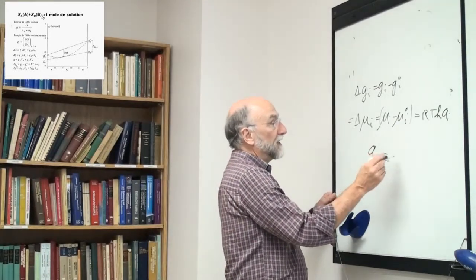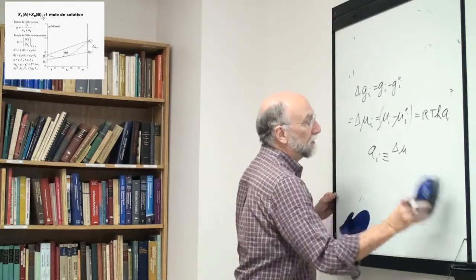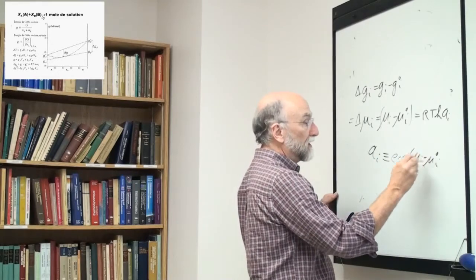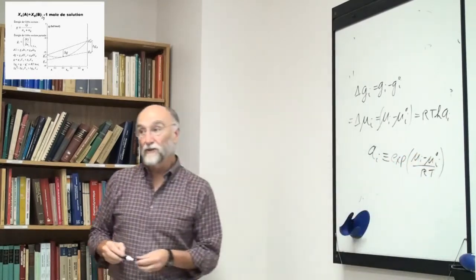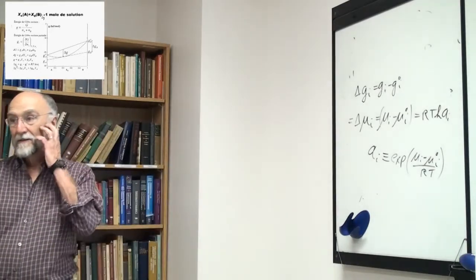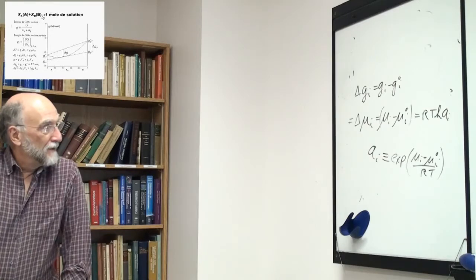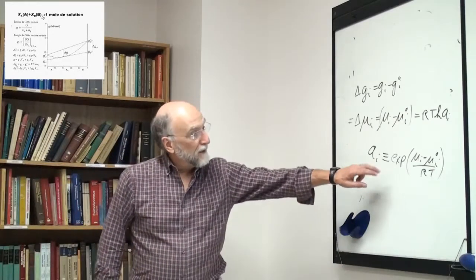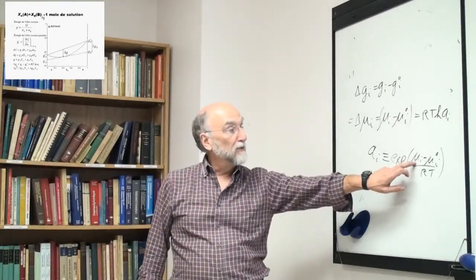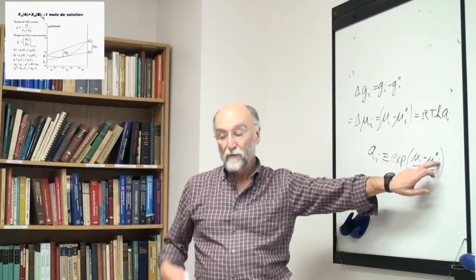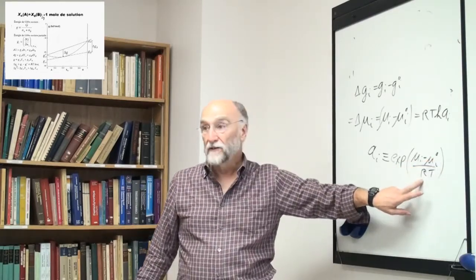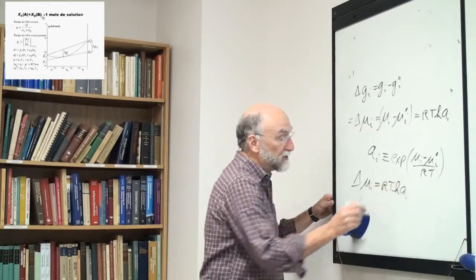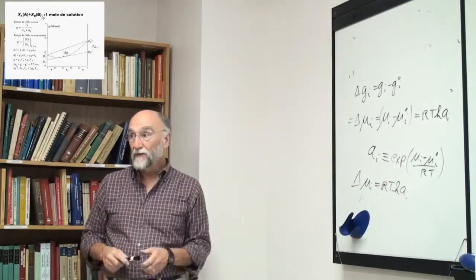The activity of I is defined as the exponent of (μi minus μ0i) over RT. That is the proper definition of chemical activity in terms of the chemical potentials. The chemical activity of a component I in a solution is the exponent of the chemical potential of that component in the solution minus the chemical potential of the pure component at the same temperature, divided by RT. It's usually written out as Δμi equals RT log activity of I, but that is the definition of activity.